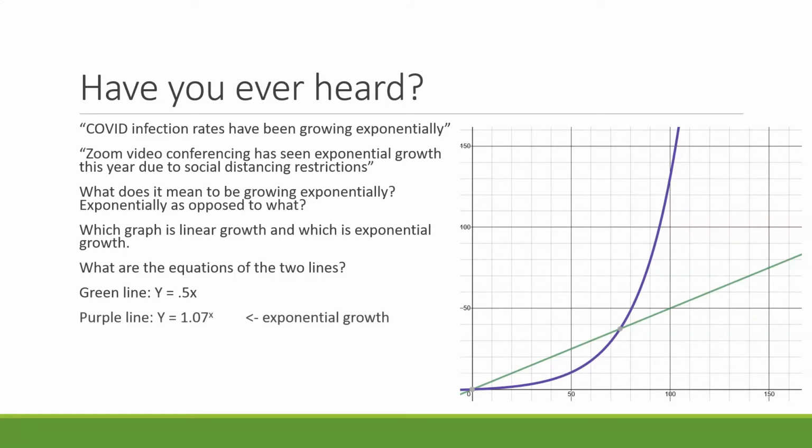The purple line, however, has the equation y equals 1.07 to the exponent x. The x being the exponent, so the variable is in the exponent, is what makes it exponential. The growth is happening as a result of an increase in the value of the exponent.